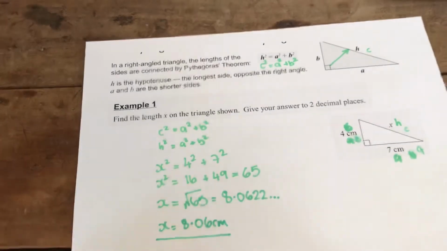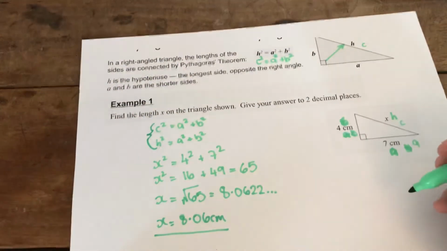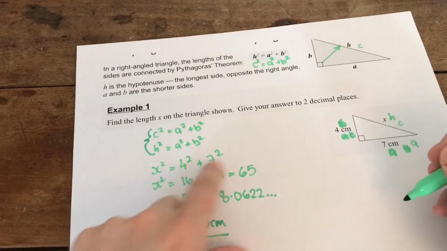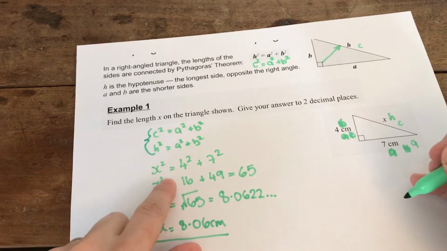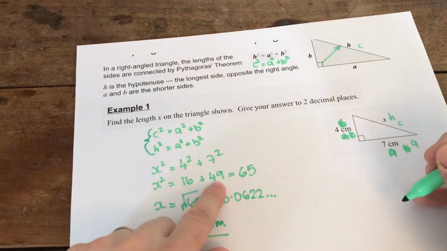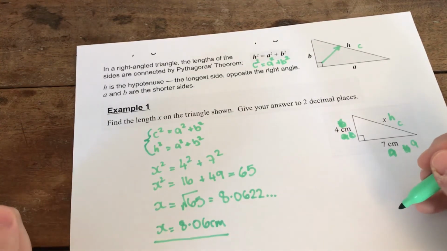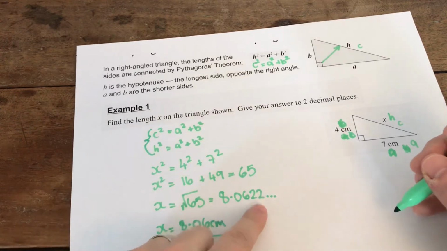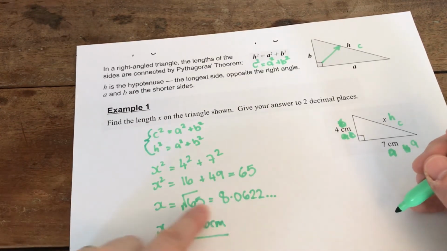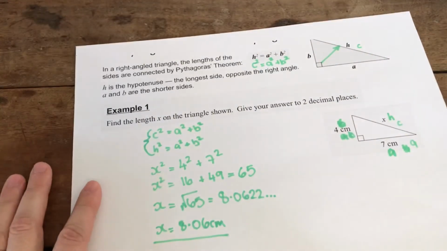Now you can condense this. You don't have to necessarily have all of this written at the top. The key thing is that you have this line here where it says x squared equals 4 squared plus 7 squared. You don't have to necessarily have the 16 plus 49. You can jump straight to working out that it's 65. I'd like to see this line of working out down here and your final answer because you do get marks for showing your working out.